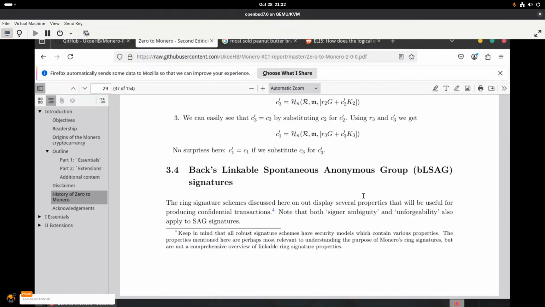Back's Linkable Spontaneous Anonymous Group, BLSAG signatures. The ring signature schemes discussed here from now on.